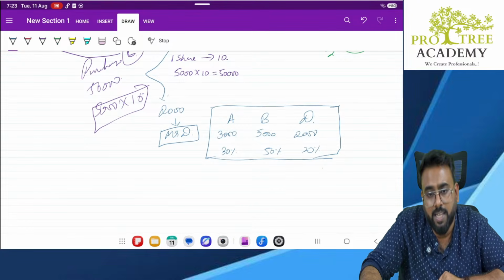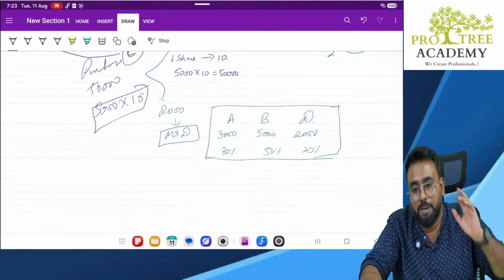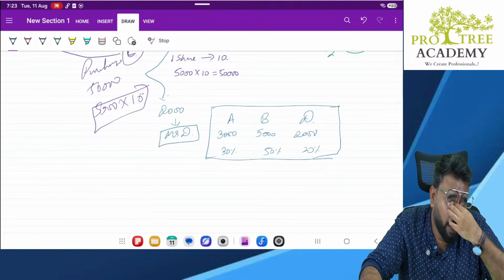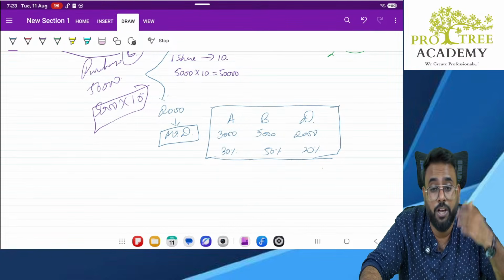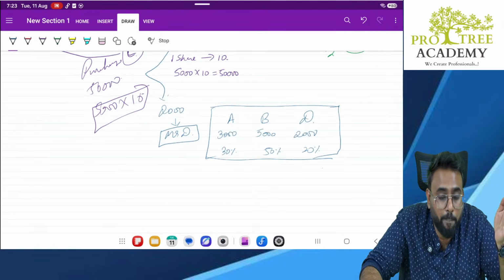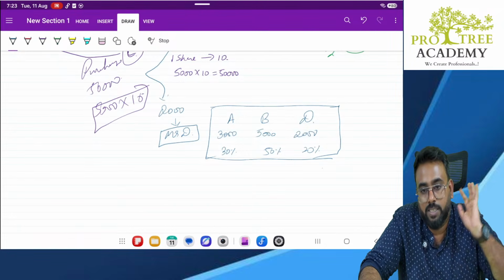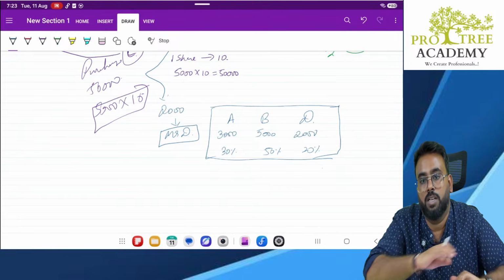Clear? Understand? Sir, can't we do it in a partnership also? Yes, you can do it in a partnership also. But before doing it in a partnership, you have to do the valuation of the partnership firm. You have to calculate the goodwill. All those things will come. So, comparatively, the transition is easy under this.